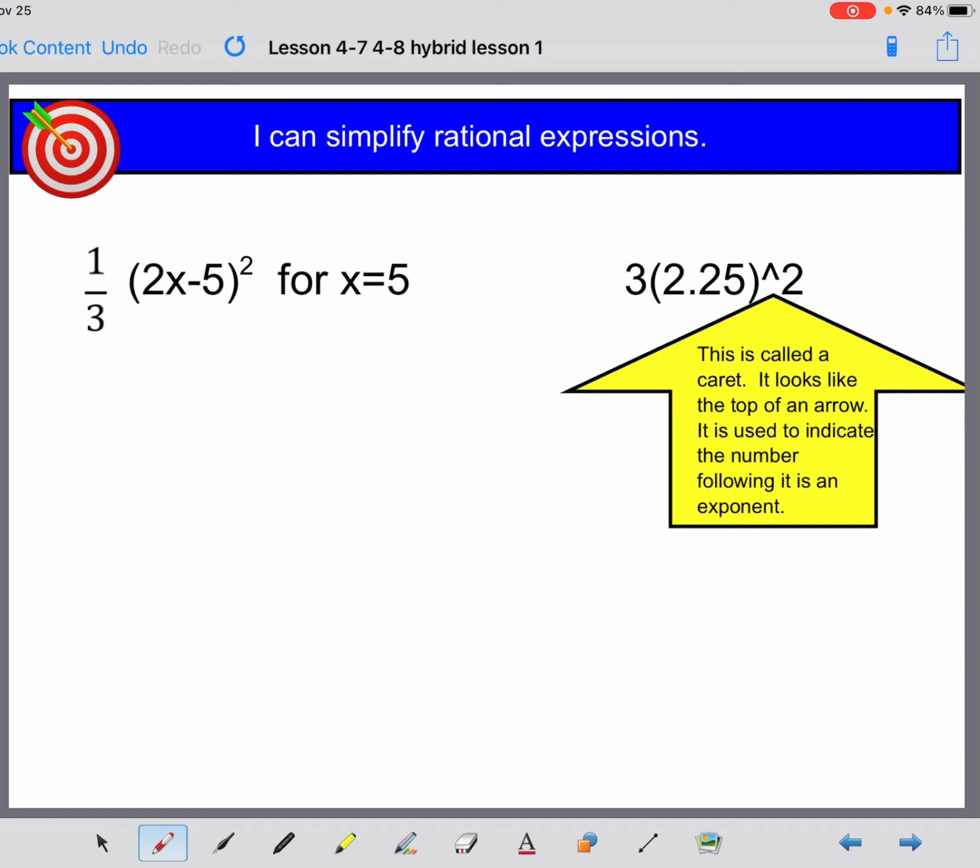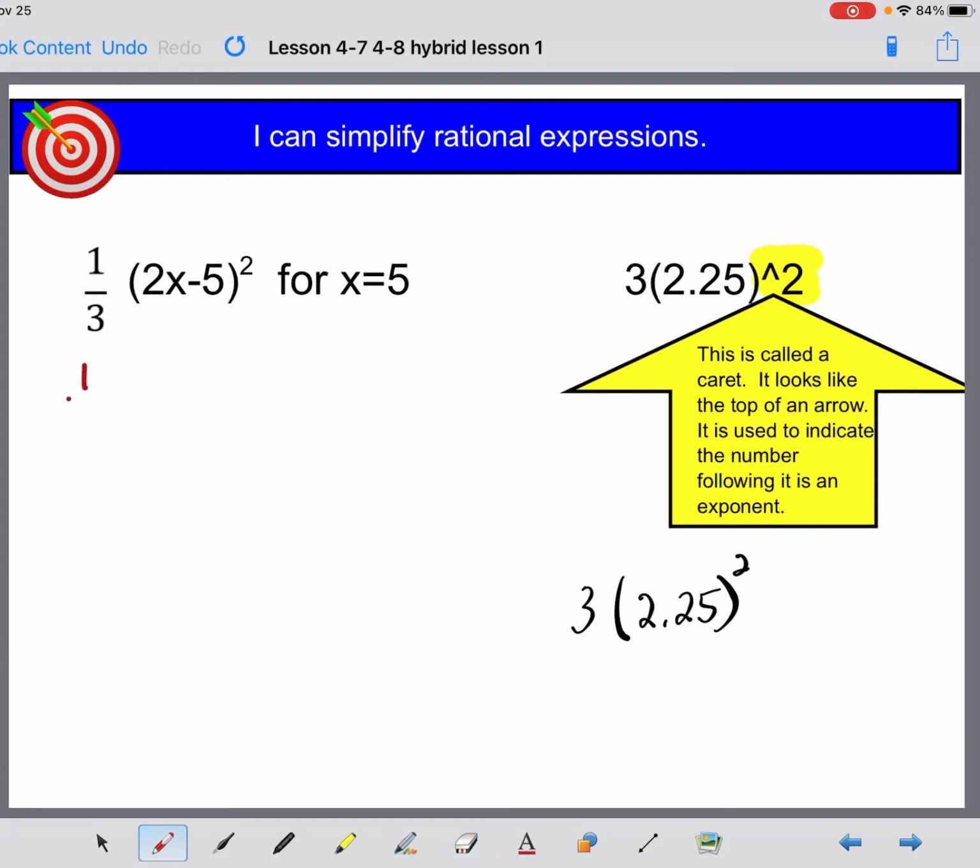Now, you're not always going to see your exponent written as an exponent. Take a look over here on the right. Do you see this problem? That little rooftop, that is called a caret. It looks like the top of an arrow, and it is used to indicate that the number following it is an exponent. So this means 3 times 2.25 to the second power, like this. But writing it with a little caret is another way you might see it. So make sure you're okay with that.